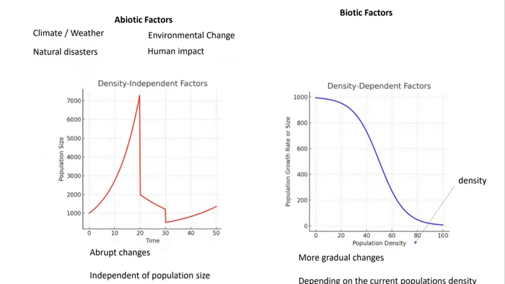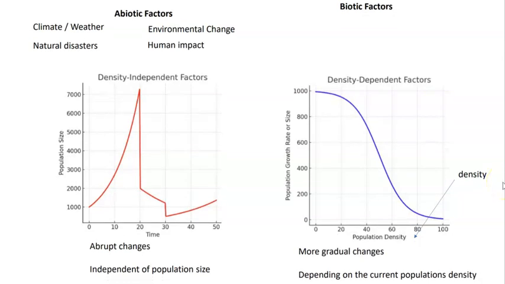And typically, when we observe such factors operating, abiotic factors will tend to abruptly affect the population independently of any population size anyway. So it doesn't matter what the population size is at any time. These density independent features such as natural disasters, aspects of climate, perhaps human impacts, and drastic environmental changes, can abruptly decrease populations irrespective of what phase of the sigmoidal curve that population has managed to achieve.